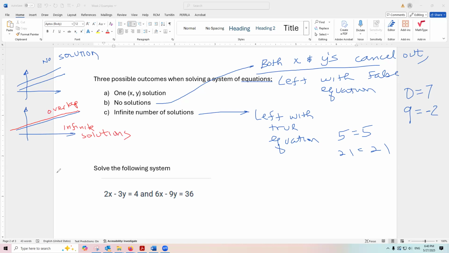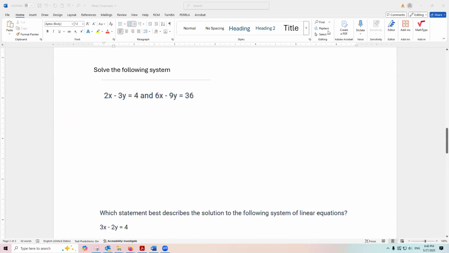All right, let's do a couple of examples to see this play out. Let's do this example here that says solve this system. Let me write these equations on top of one another. 2x minus 3y equals 4, and 6x minus 9y equals 36. Let me call this equation A. I'll call this equation B.